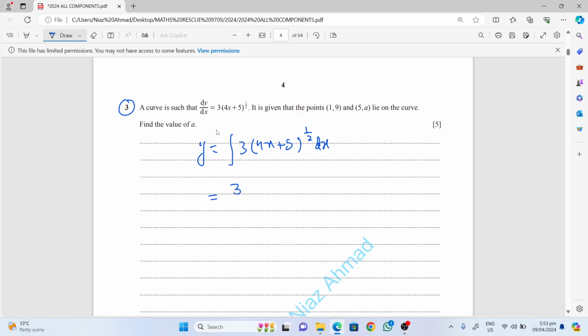So now start your integration. When I do my integration, this would be 4x plus 5 to the power 1 over 2 plus 1, so it is giving me 3 by 2, and divide by 3 by 2 into the derivative of the bracket, plus c.